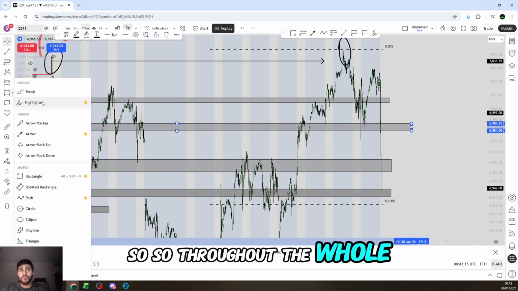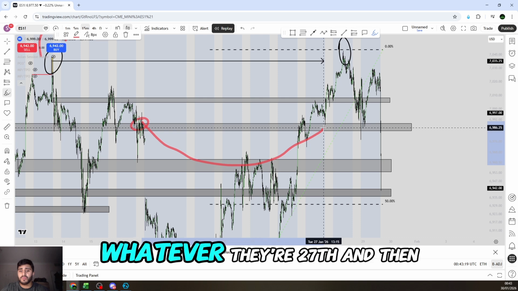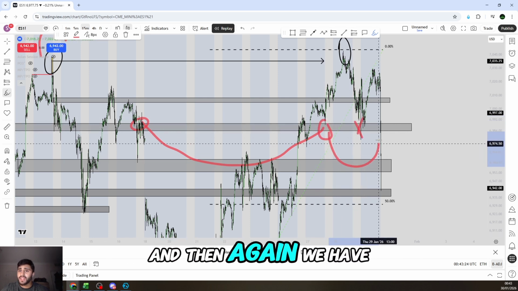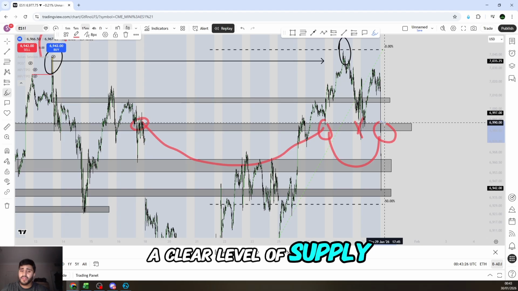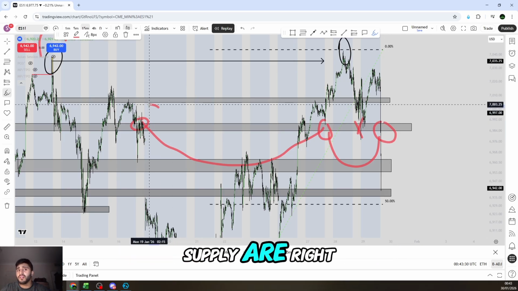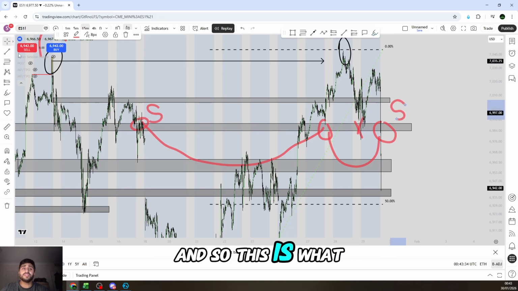So throughout the whole of the month, we had the 16th, and then of course we had the 27th, and then we had the FOMC chop, and then again we have a clear level of supply. And so the market will remember where these areas of supply are, right? This is a supply area, this is a supply area. And so this is what I want everyone to kind of burn in their brain.